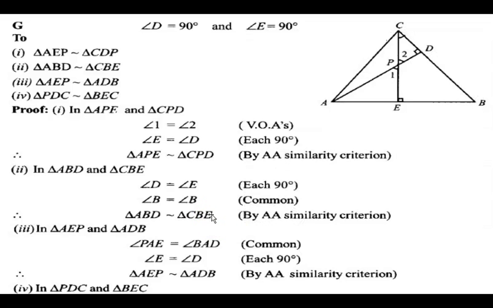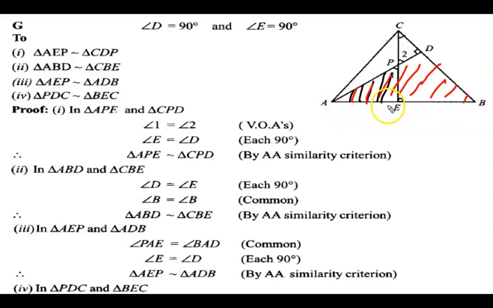Then we go for our third part, triangle AEP and triangle ADB. AEP, this is A, P and E here, and ADB is this triangle. So these two triangles, one is quite a big one and the other is a smaller one.